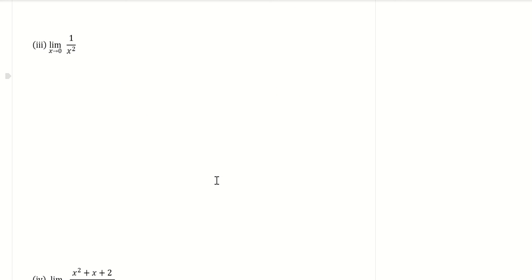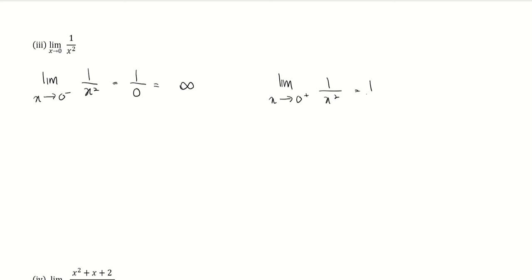Number 3, the limit as x approaches 0 of the function 1 over x squared. We need to find the limit from the left and right. As x approaches 0 from the left, 1 over x squared is 1 over 0, which is infinity. And the limit as x approaches 0 from the right, 1 over x squared is also 1 over 0, which is infinity, but we still need to determine whether this is positive or negative infinity.